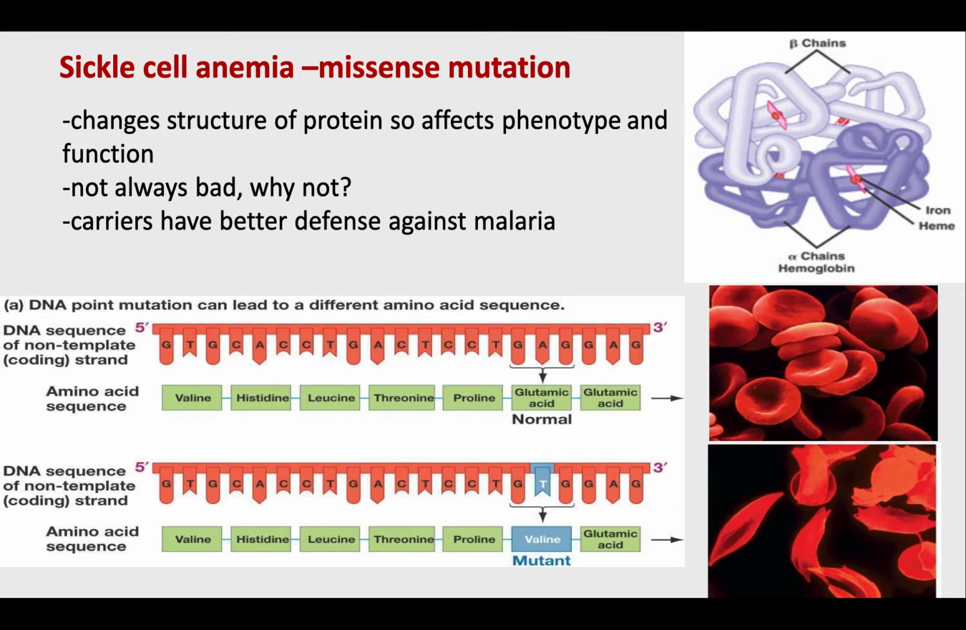One thing I wanted to add with mutations, especially the missense mutation you just looked at, is that it changes the structure of the protein, so it affects the phenotype and the function, but that's not always a bad thing. Sickle cell anemia is a case of that. If you are a carrier of this anemia, you actually have better defense against malaria. In fact, mutations that end up being a good thing can survive through evolution and eventually become something we see every day.